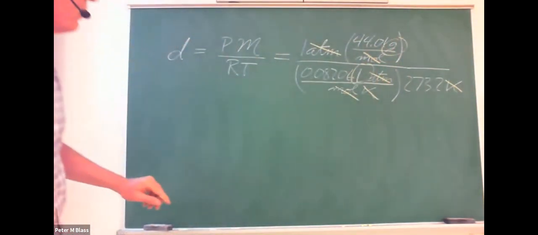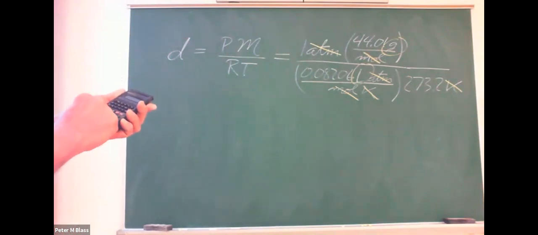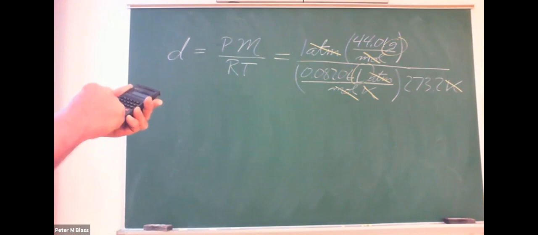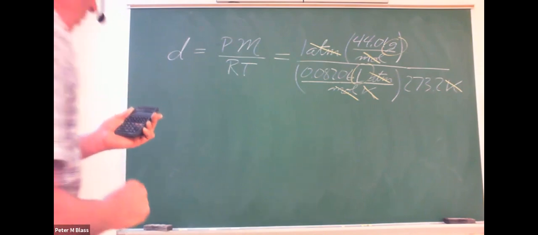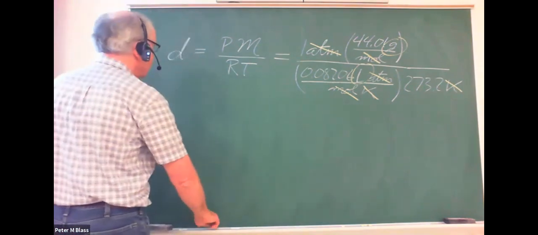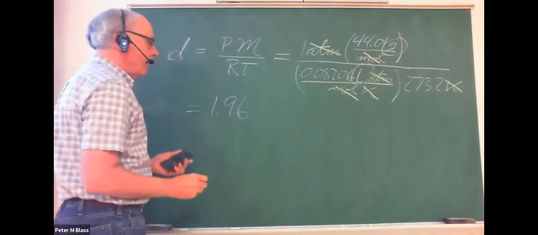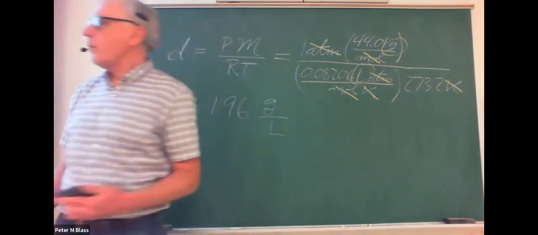So, okay, let's do the math. It's 44.01 divided by 0.08206 and divided by 273.2 equals 1.96 grams per liter, because it's the density. It's just exactly what we want.